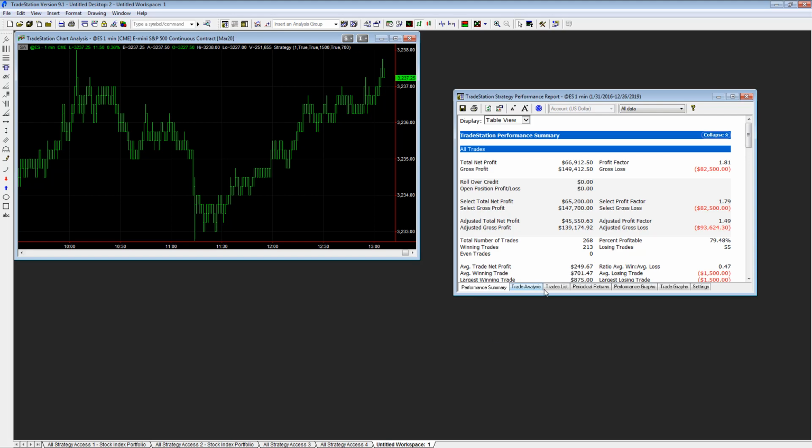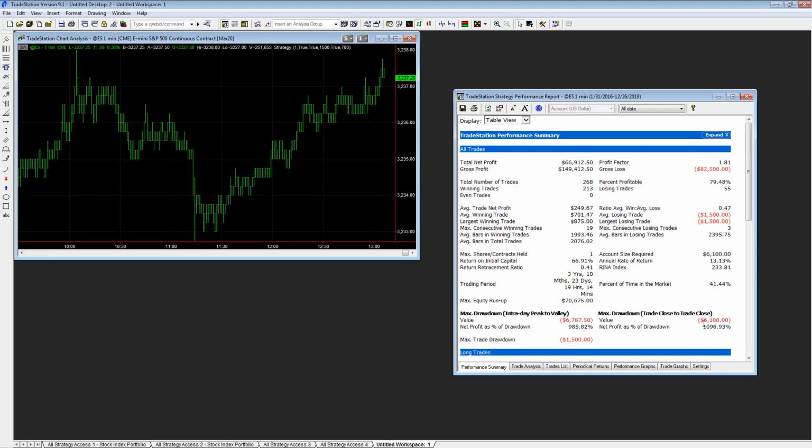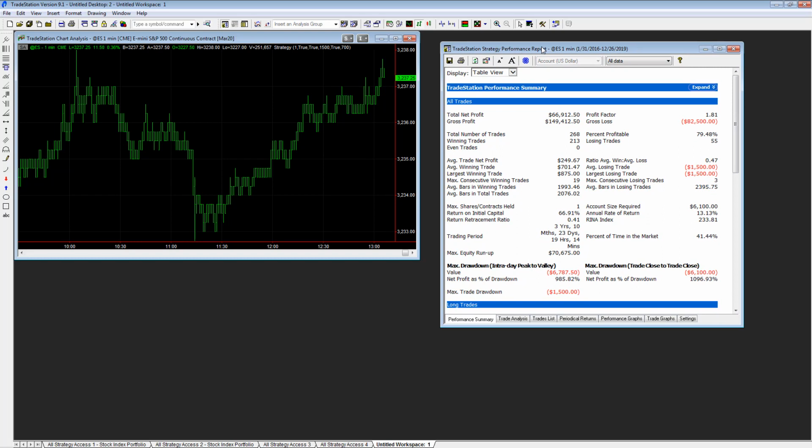We get these results right here. Really strong strategy. 66, 9, 12, 50, $6,100 drawdown. Really good results for almost 4 years now. So NightTrader is a strategy to have in your arsenal, and we have that in the portfolio. And I'm showing you how to do the money management algorithm today in this video.